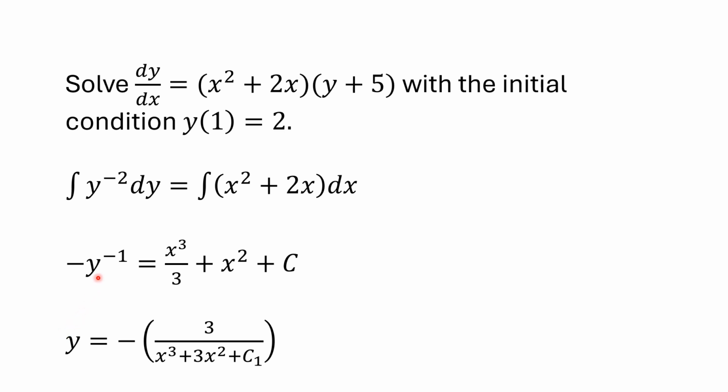So solving, we take the negative reciprocal of negative y to the minus 1, and we find we have y solved. And that gives me the negative reciprocal of the other side. We need a least common denominator of 3. So 3 goes into the numerator, and with x cubed, here we would need 3x squared. And here we would have a different constant because we're having to adjust for the least common denominator.